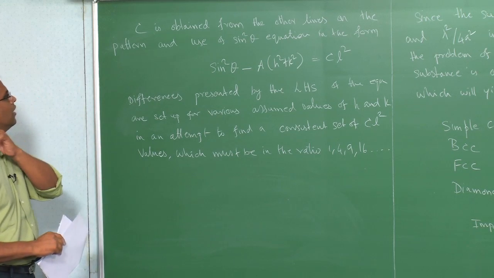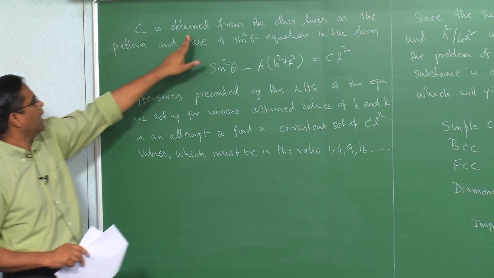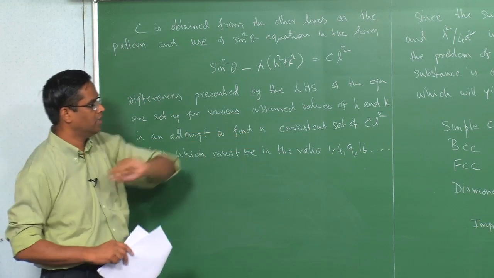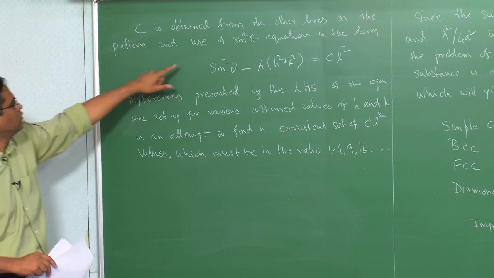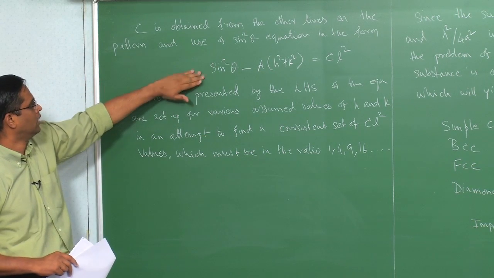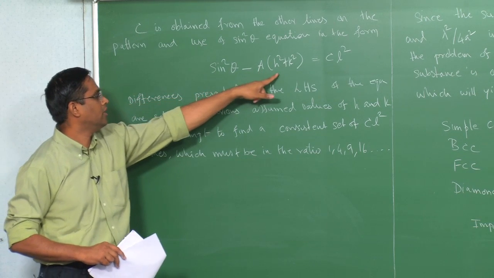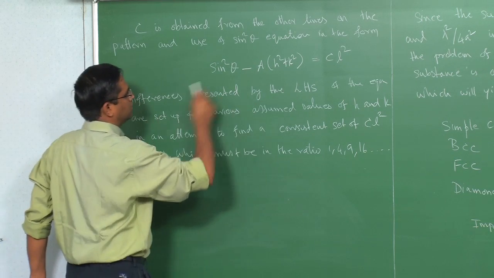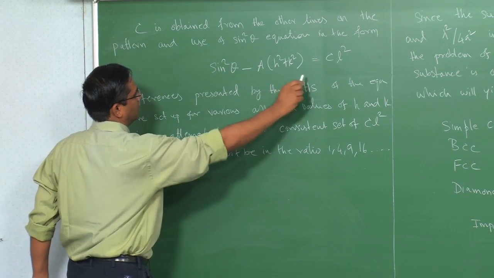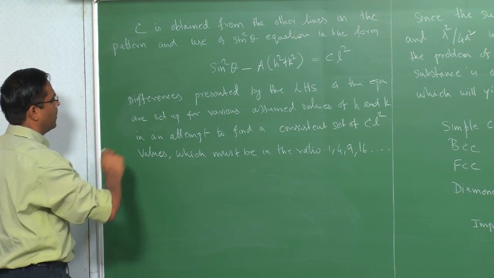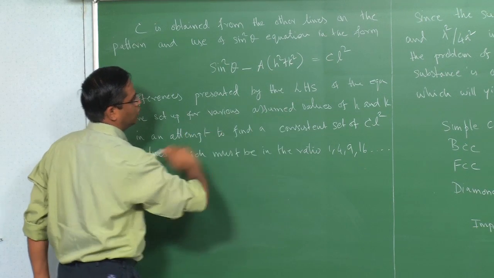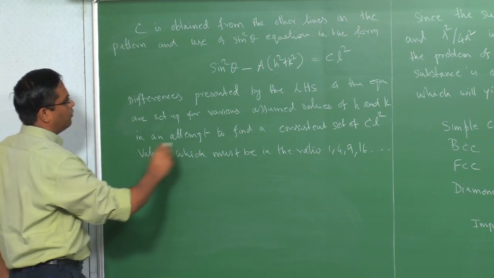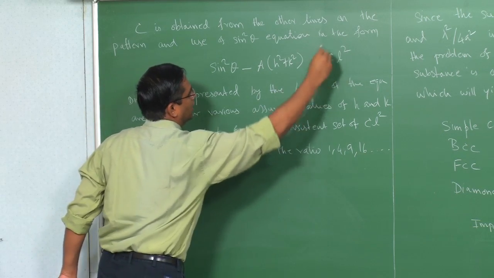So I will repeat, C is obtained from the other lines, that means other than the HK0 lines on the pattern, and use the sine squared equation in the form sine squared theta minus A into (h square plus k square) is equal to C l square, and the differences represented by this equation, that is the left hand side of this equation, are set up for various assumed values of h and k in an attempt to find a consistent set of C l square.